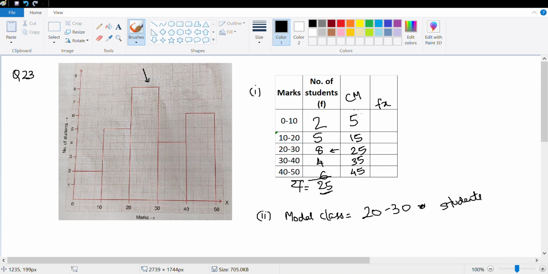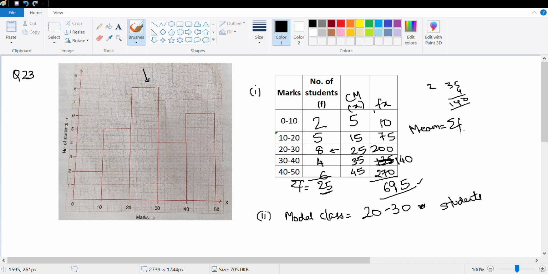Next is fx. We multiply f and x, which is 2 into 5, 10, 5 into 15, 75, 25 into 8, 200, 4 into 35, 140, not 135, 140. See, I'm happy that I checked. 4 into 35 is 140, perfect. And 45 into 6 is 270. So let's add. Let's check it again. 270, 370, 410, 610, 620, 695. Perfect. So mean will be equal to summation fx upon summation f.